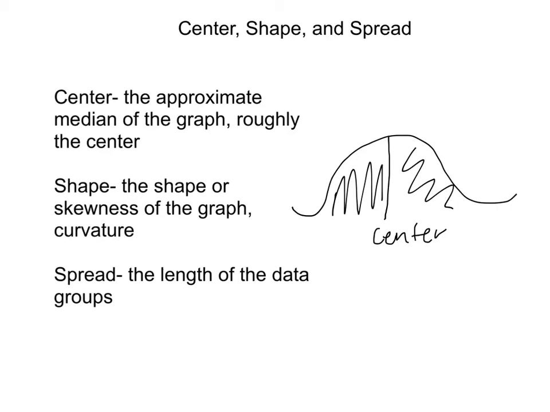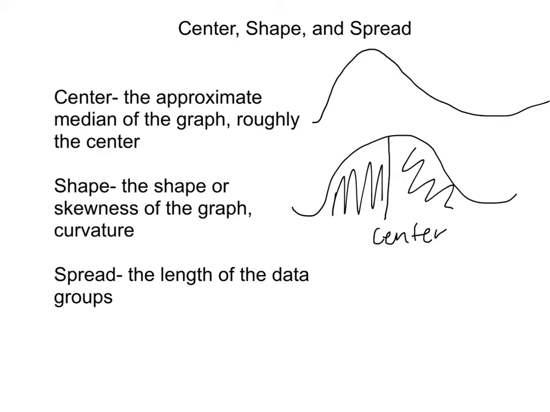And then the shape of the graph. The shape of this graph is roughly normal, just because the center is in the middle about. You can have other graphs with skewness, different curvature. For example, this graph is skewed right because there's a lot of concentrated data over here and not that much over there. But you don't really need to know different skewness until chapter 2. Just know that this isn't normal. This is skewed.